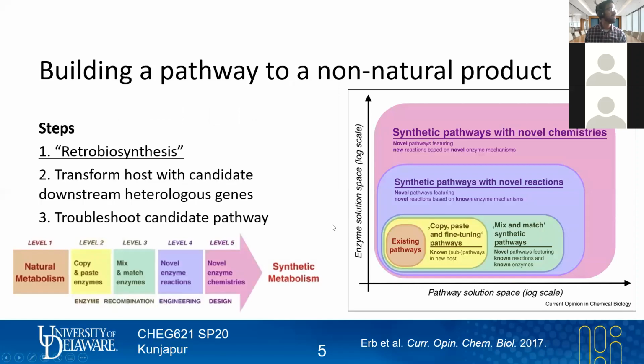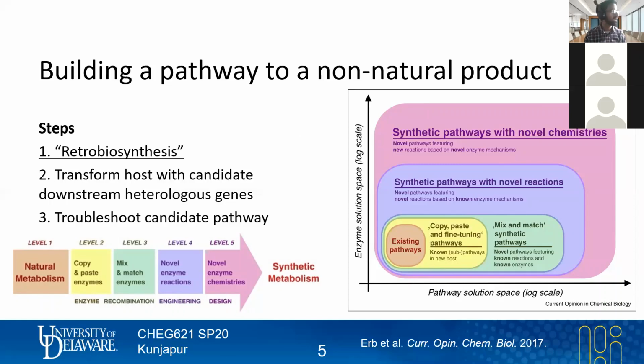So that is still under the framework that there is this product that you're trying to make that another organism does make, and that you want to just copy that. If you don't want to copy that, or if you want to build a pathway to a non-natural product, then you have to use a different approach.